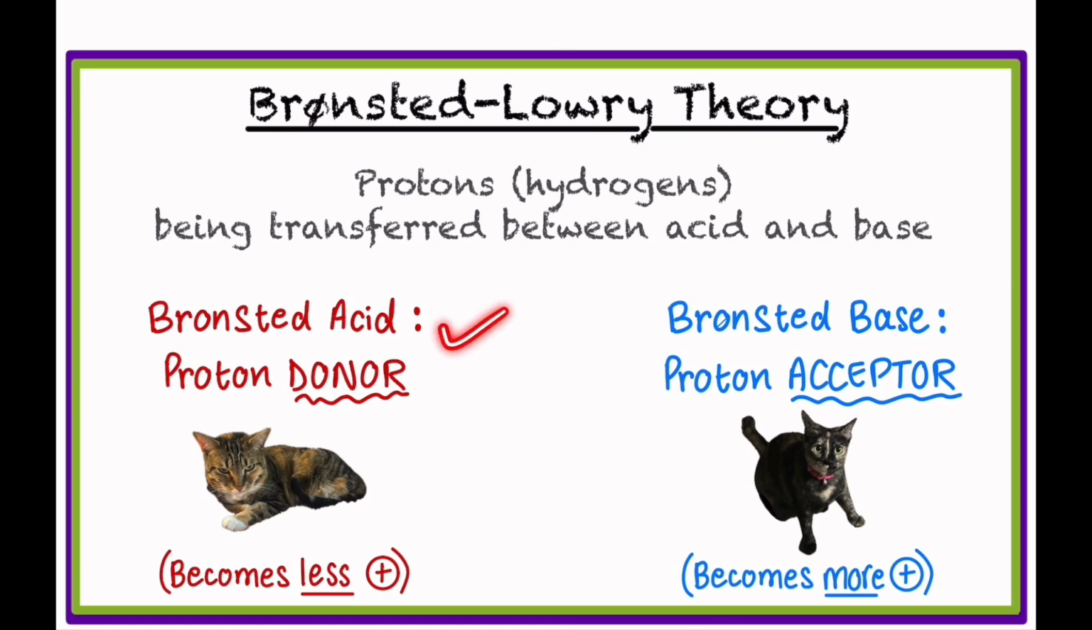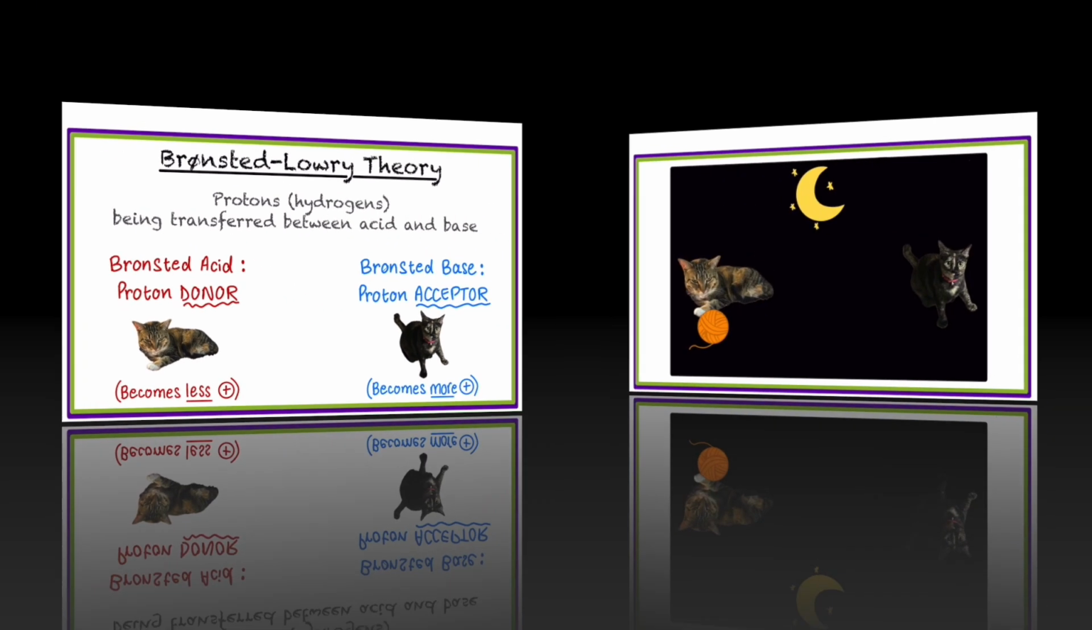A Bronsted-Lowry acid is a proton donor. It gives away a proton and becomes less positive. A Bronsted-Lowry base is a proton acceptor. It takes a proton and becomes more positive.